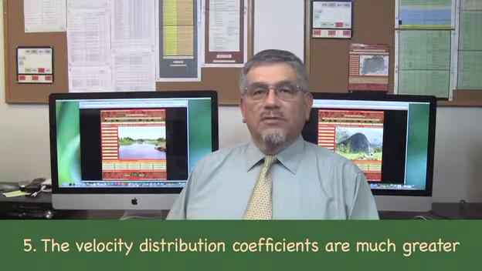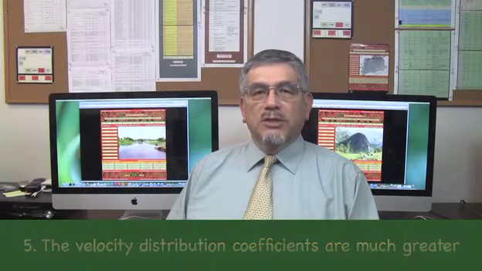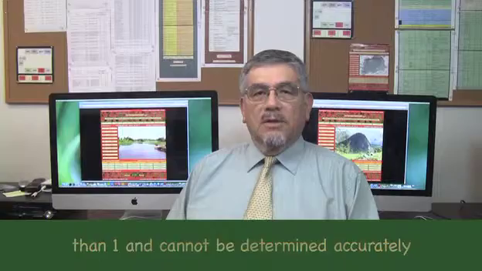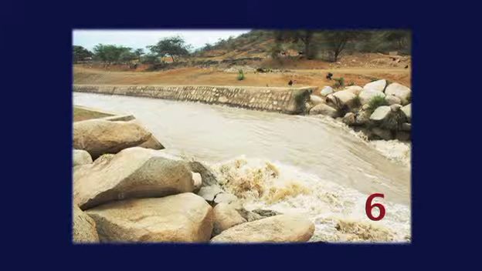5. The velocity distribution coefficients are much greater than 1 and cannot be determined accurately. 6. Separation zones, eddies, and rollers tend to complicate the flow pattern, which becomes distinctly three-dimensional. A satisfactory solution for rapidly varied flow does not exist. Empirical solutions are used in the absence of theory.